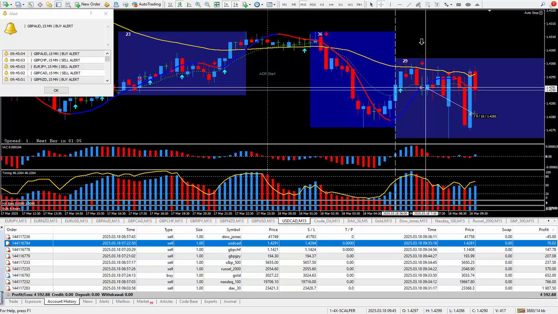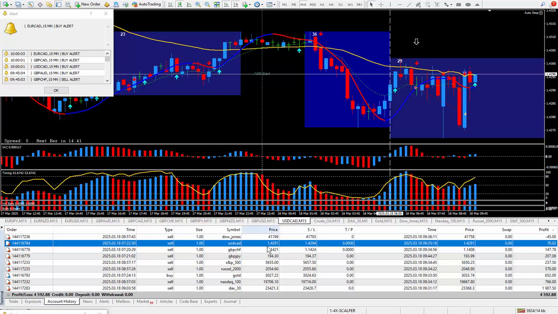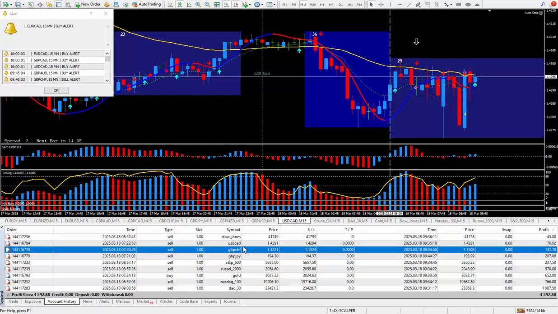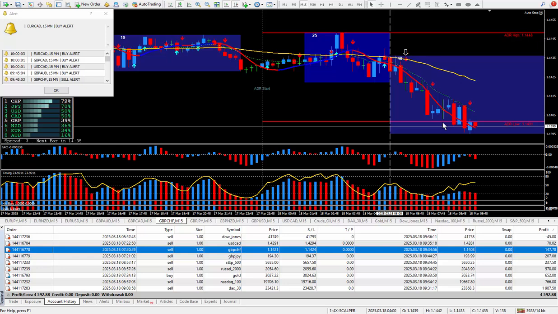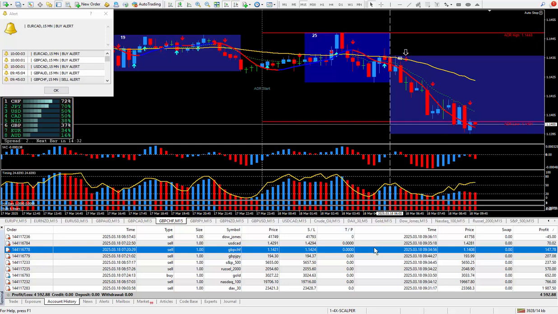Looks like I got 10 pips here, and that paid out $70. Okay, moving on to the next trade, which is pound Swiss. Here we go. Another one I sold. Let's drag and drop this up, see where I got in at.